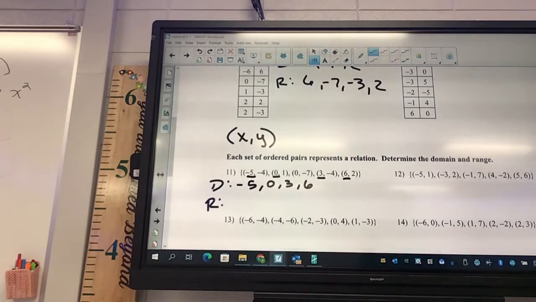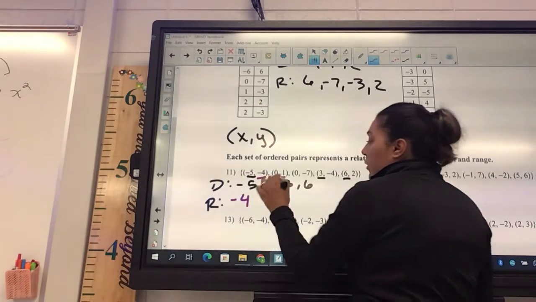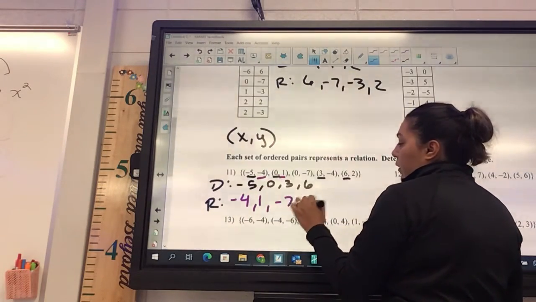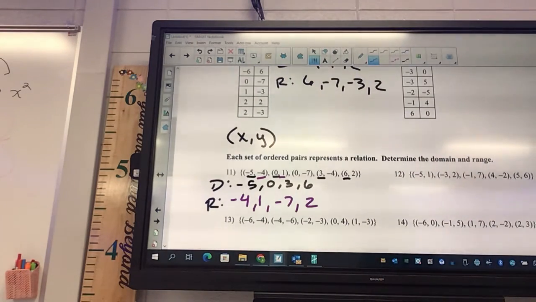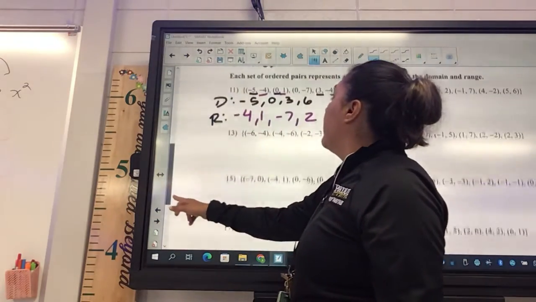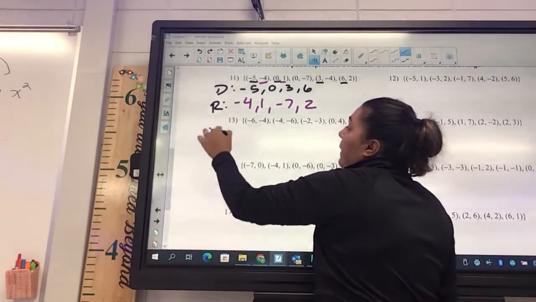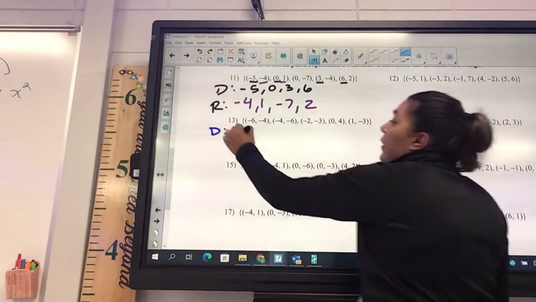Okay, the range. It's going to be -4, 1, -7, and 2. Good. I almost wrote down that 4 twice. So that's what we have to be careful about. And then D, -6, -4, -2, and 1.